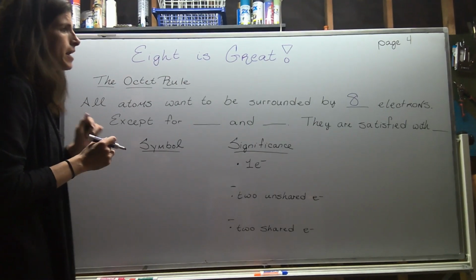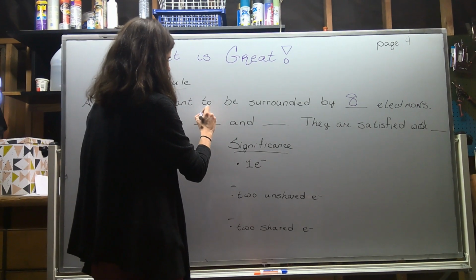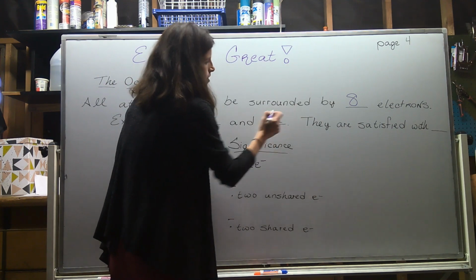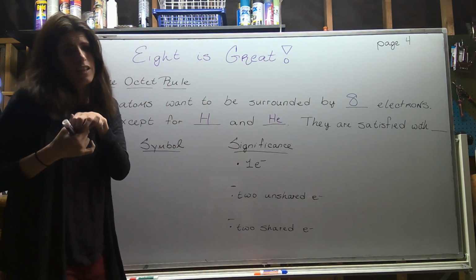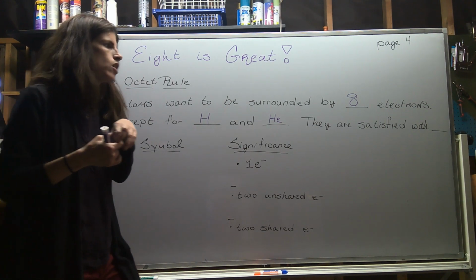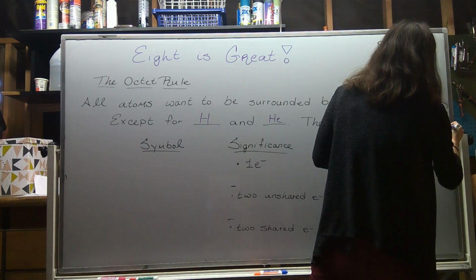There's 2 big exceptions. So in the first row of the periodic table, we have hydrogen and helium. They're so tiny. They really are very tiny, and they only have 1 shell. So they're satisfied with 2 electrons.